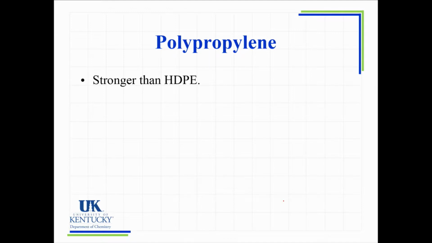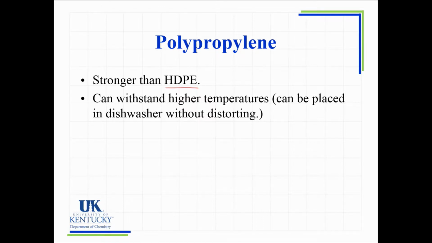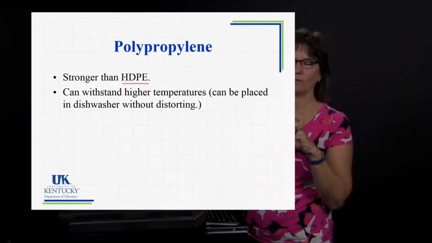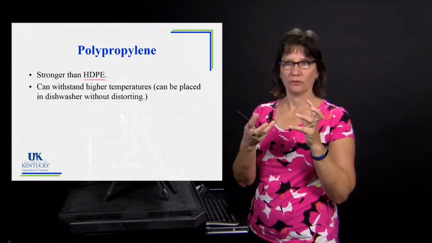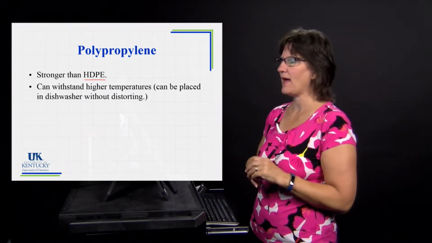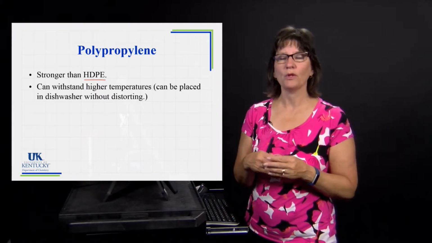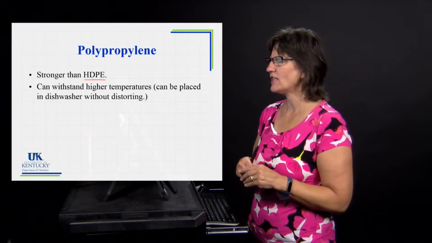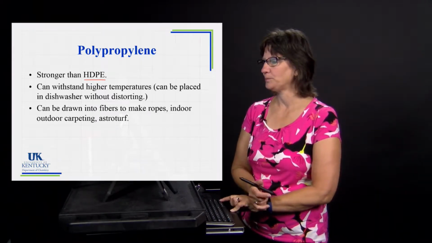So some information about polypropylene. Polypropylene is going to be stronger than that high density polyethylene that we talked about before we started this lecture online. It has more rigidity to it and will hold up to pressure better. So it can withstand high temperatures. So you can put it into your dishwasher without distorting it. For the polyethylene, if you put it in the dishwasher, it's going to disfigure, and you can't put it in the dishwasher and have that high heat. But things that are made of polypropylene, you can place in the dishwasher. They can withstand those higher temperatures, and they're not going to distort on you.